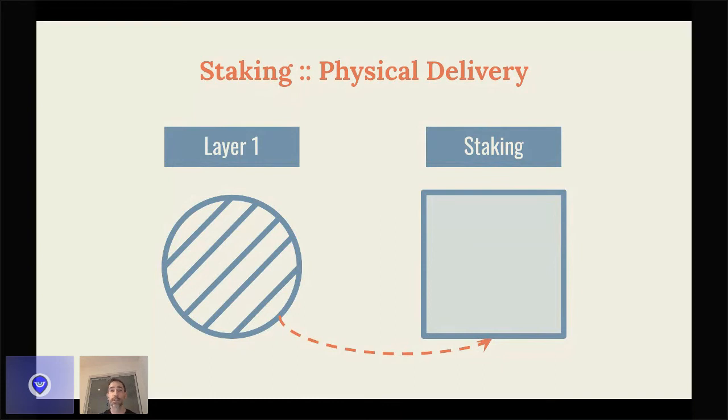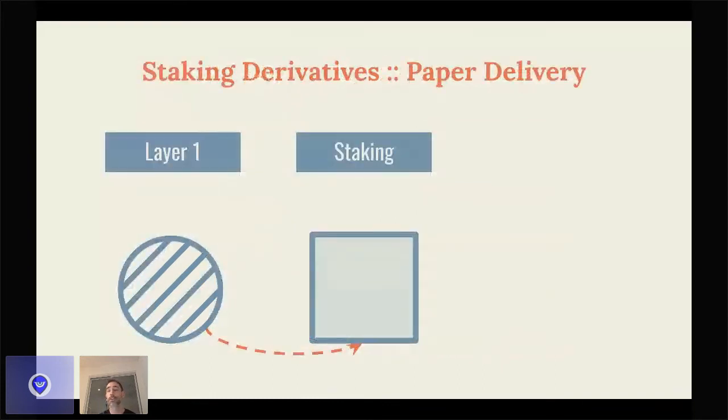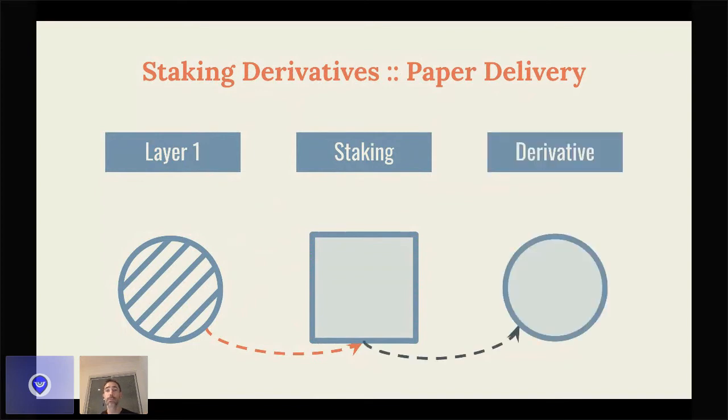But when you start to introduce derivatives, it starts to get closer to the world of paper delivery, where you had this layer 1 and staking relationship, but now you have the introduction of a derivatives layer. What I'm saying is this possibly creates an abstraction where people in this market don't necessarily need to care about the health of the underlying network as long as they can make a profit on the position, right?